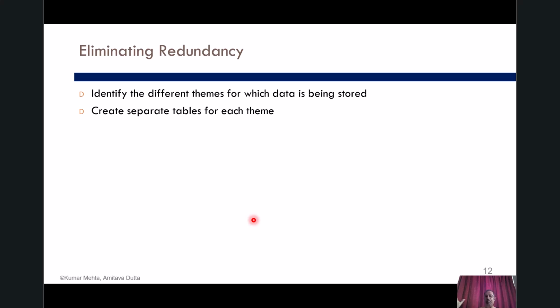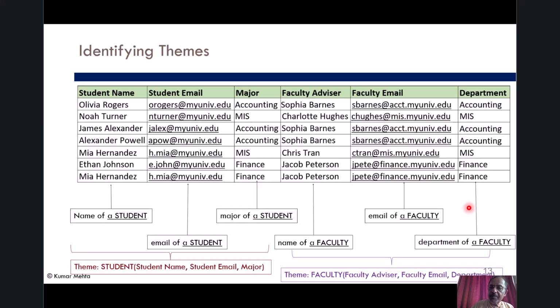So starting from that one big list which is not working well, how do we start partitioning it to get rid of some of these problems, the insert, update, and delete anomalies? So let's see the next steps as to how one would go about identifying the different themes and then create the different lists or tables for them.